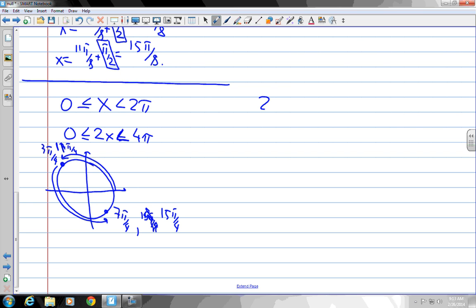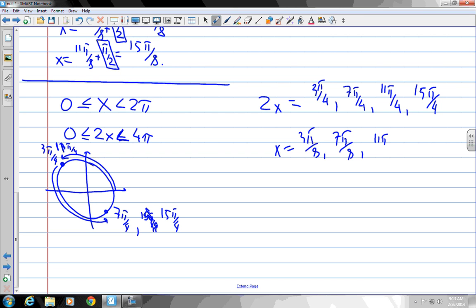So that means 2x equals 3 pi over 4, 7 pi over 4, 11 pi over 4, 15 pi over 4. And then you solve for x, you divide everything by 2. You get 3 pi over 8, 7 pi over 8, 11 pi over 8, 15 pi over 8. So you get the same solutions. Without thinking about the period, you just do all the solutions on 2 circles, and then you just solve for x.